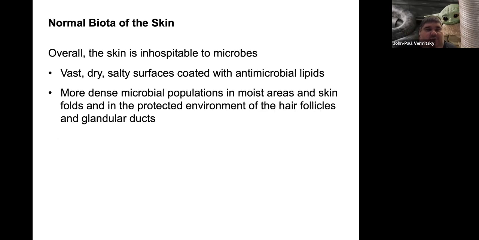All right, so normal biota of the skin. Overall, the skin is not a very attractive place to live. It is vast, it is dry, it's a very salty surface, and it's coated with a lot of antimicrobial proteins as well as antimicrobial lipids. There are more dense microbial populations in moist areas and skin folds, and in protected environments of the hair follicles and glandular ducts, because these are much more attractive areas to live. Your mucosal surfaces are an ideal place for most microorganisms. The skin, not so much.